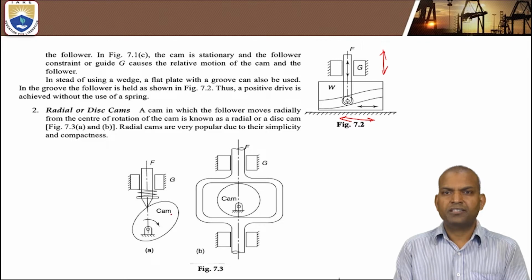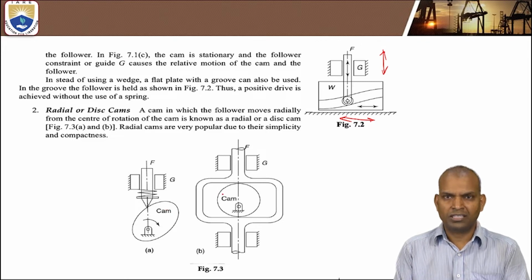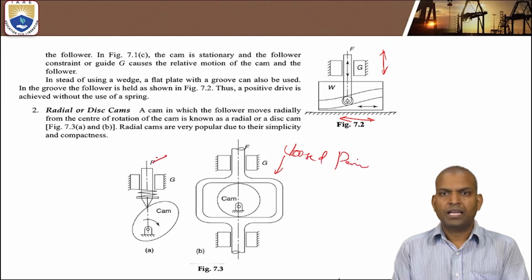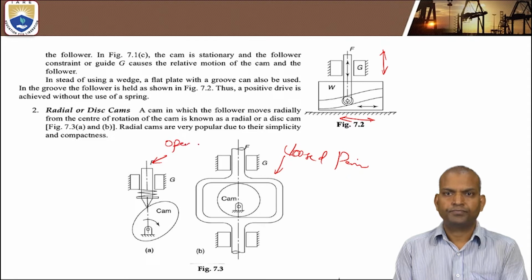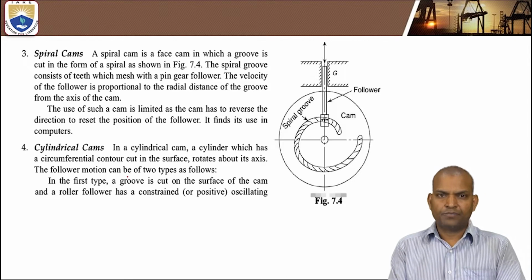Now, the second type under the shape category is radial or disc cams. We have studied this radial cam, which is a circular disc cam. It comes under the open and closed pair category. Here it is a closed pair and here it is an open pair. And here we have spiral cams.